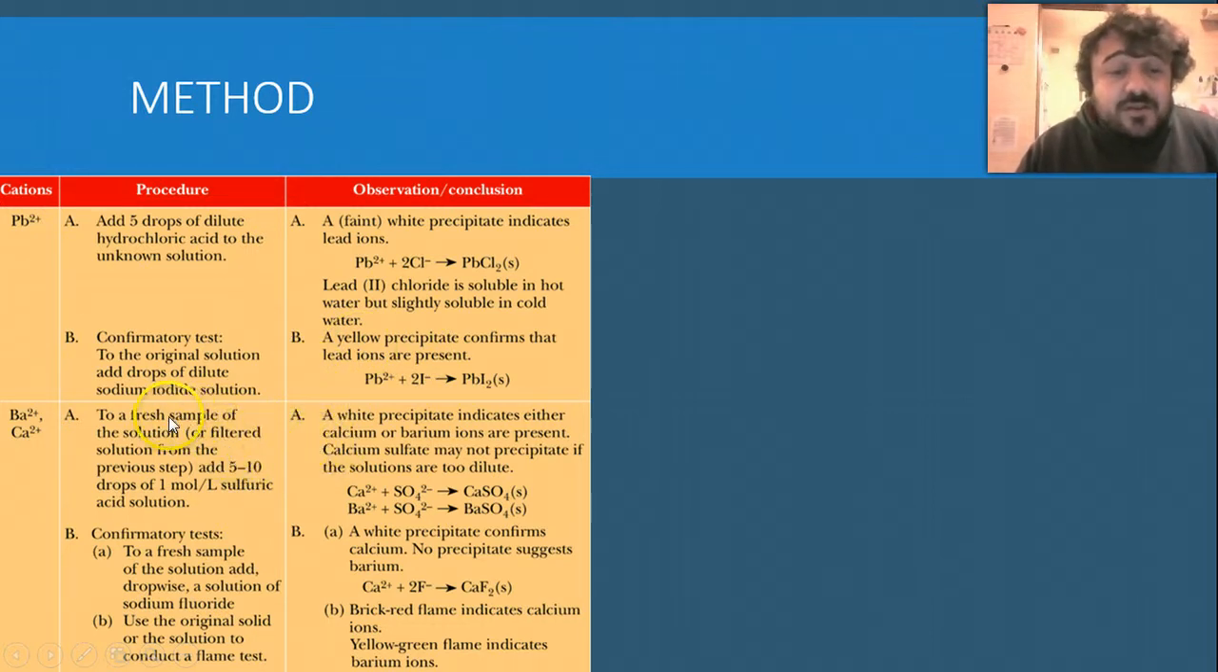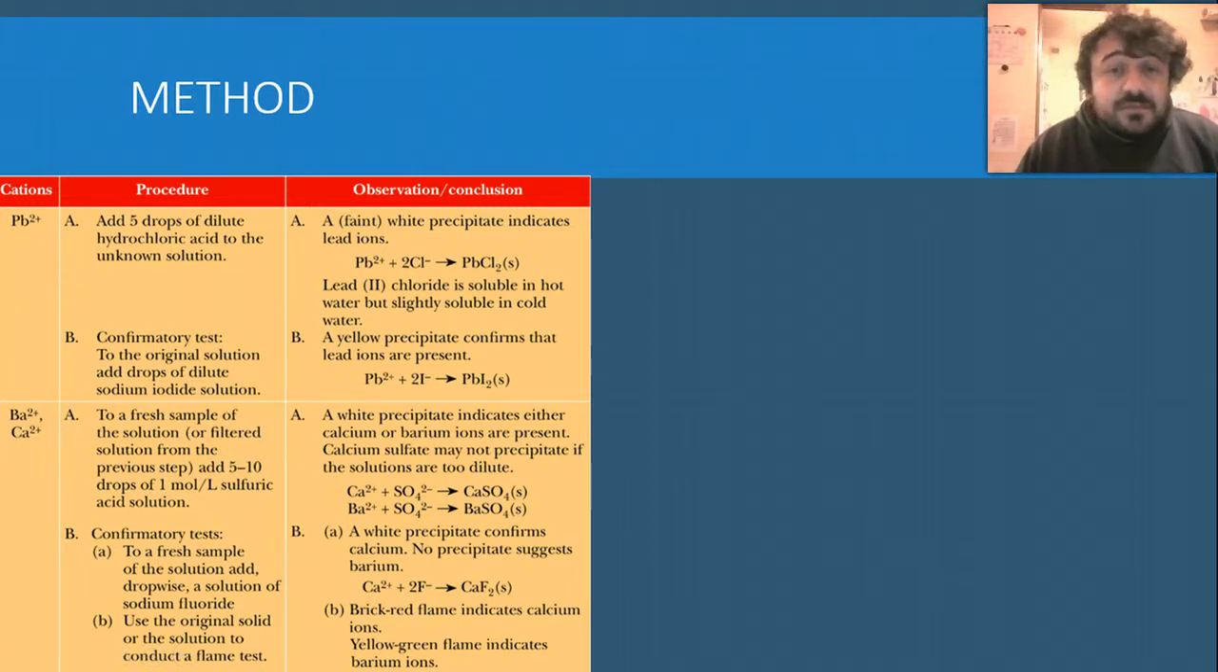Okay, so first off, for barium and calcium, you'll notice that they're put together. You'll also notice that they're from the same group in the periodic table. This is important. We can see that the reactivity trends in the periodic table carry through. Okay, so fresh sample of solution or filtering it out, your call. You add about 5 to 10 drops of 1 molar sulfuric acid. Now, a white precipitate will form if either of these are there.